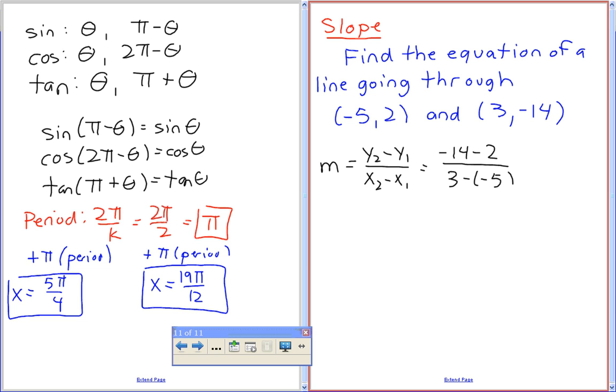Melody, do some addition, please, for me. Negative 16 over 8, which is totally like negative 2.